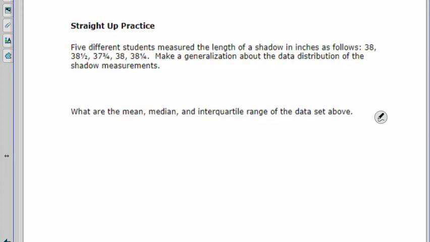And your very last straight up practice, we have 5 different students who measured the length of a shadow in inches. One got 38, one got 38.5, 37 3/4, another 38, and a 38 1/4. And we want to make some generalizations about the data distribution of these measurements. So we're going to find the mean, median, and interquartile range of this data set. Put it on a dot plot and look for outliers, look for clusters, look for symmetrical data.